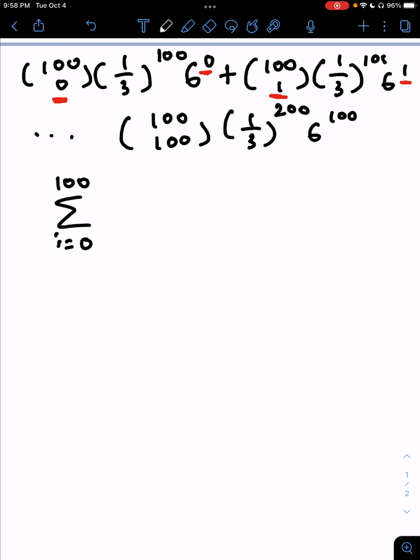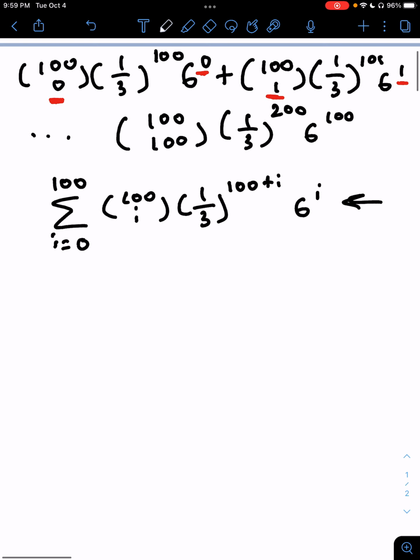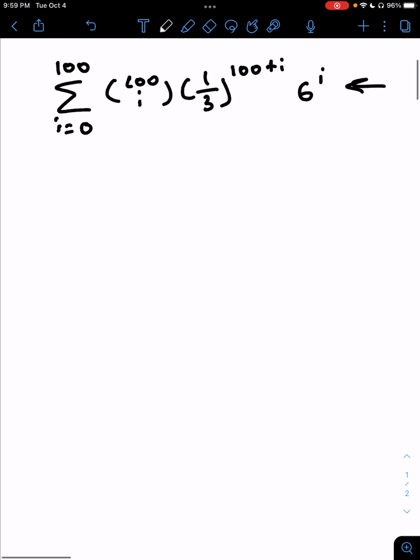So 100 choose 0, that's just 100 choose i. 1/3 is just 1/3, and then that starts on 100. But you see, even this increases by 1, it goes from 100 to 101. So that's going to be 100 plus i. And then this 6 to the 0, that's going to be the same thing as this, right? So that's just going to be 6 to the i. So that's your general term, right? So you forgot about all this, all that just turned into this.